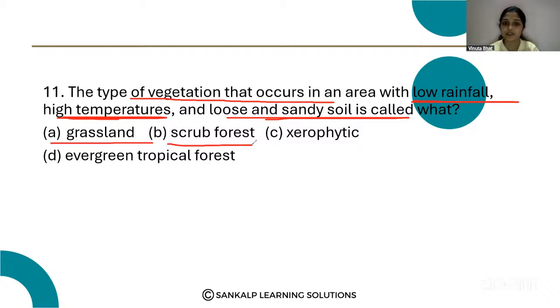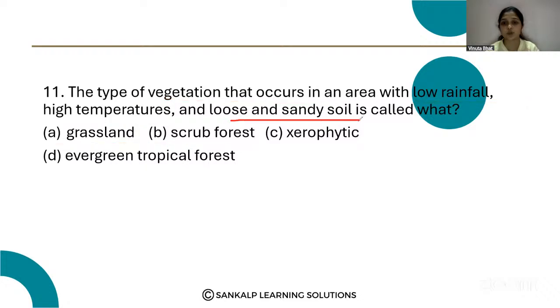And scrub forest, xerophytic, evergreen tropical forest. Evergreen tropical forest means there you can see the black soil as well as low temperature. Low temperature means not too high, around 20 to 25 degrees Celsius, optimum temperature, and high rainfall that you can see in the evergreen tropical forest. Then scrub forest also receives less rainfall, but that does not contain the sandy soil. So A, B and D do not contain the sandy soil.